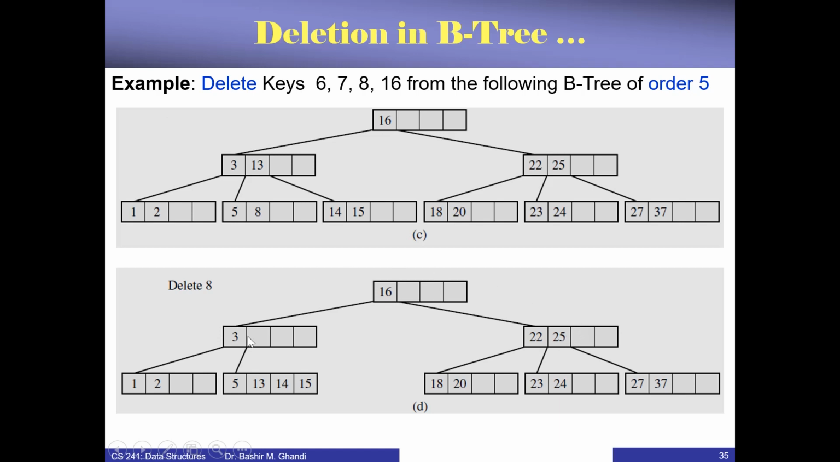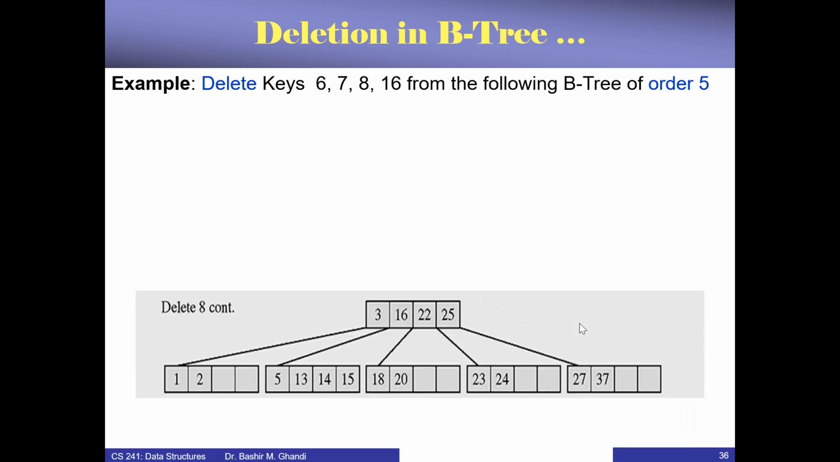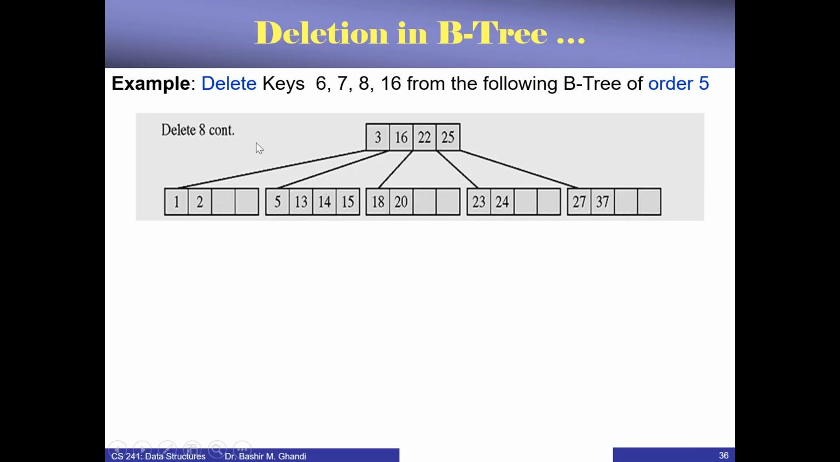So the only solution here is to actually merge. So you're going to merge this node. After deleting, you're going to have 3, 16, 22, 25 as one node, which will now be the root. So actually the height of the tree will reduce. This is what you're going to have after the deletion of the 8. So the root now has 3, 16, 22, and 25. Okay, and the subtrees are as before.